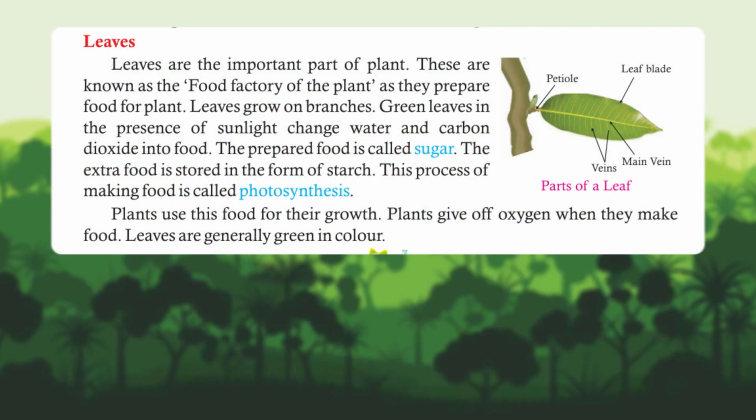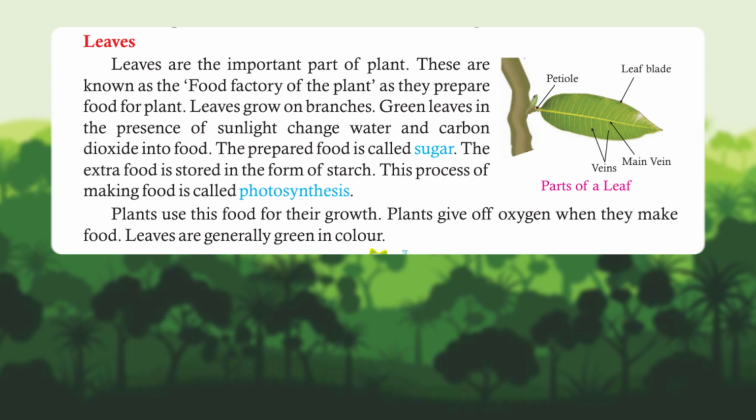Leaves. Leaves are the important part of a plant. These are known as the food factory of the plant as they prepare food for the plant. Leaves grow on branches. Green leaves in the presence of sunlight change water and carbon dioxide into food. The prepared food is called sugar. The extra food is stored in the form of starch.